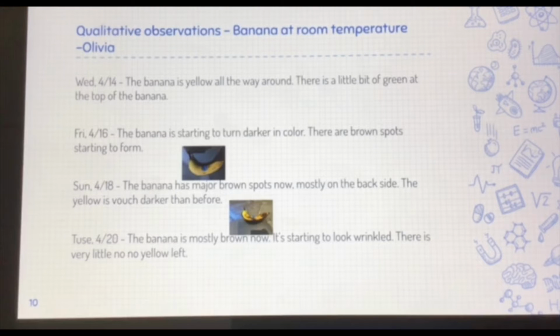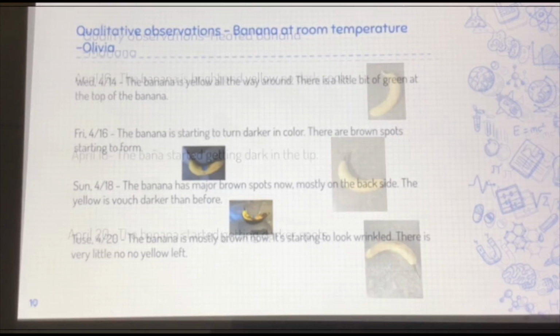Sunday, the banana had major brown spots, now mostly on the black side. The yellow looked darker than before. On Tuesday, the banana was mostly brown now. It started to look wrinkled and there was very little yellow left. As you can see, the banana.